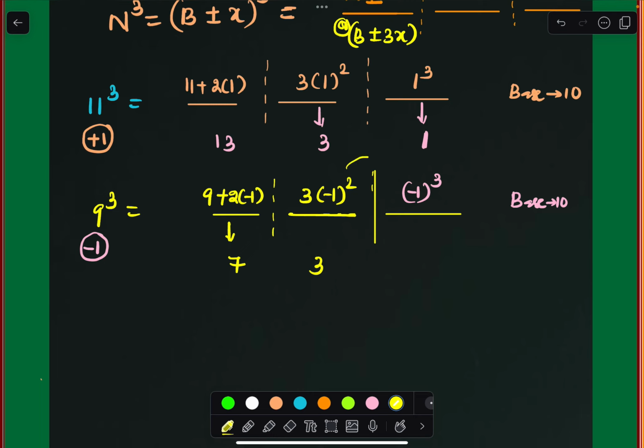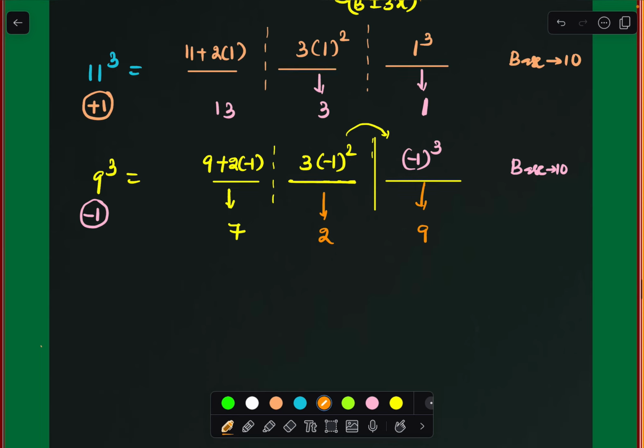So we'll borrow 10 from here, right? What will we get? Here we'll get 2 only after borrowing. And here what will we get? We'll get 9 only. I'm getting 729 in this way.